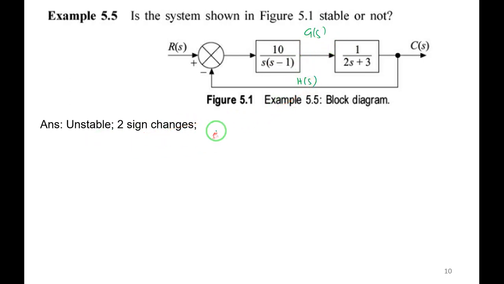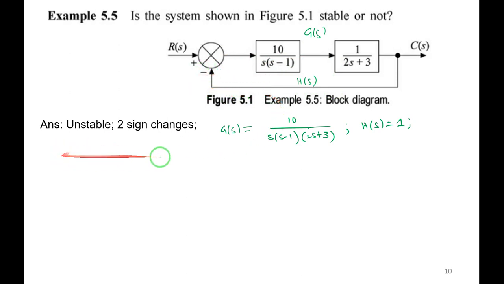So what is G of S? Let me write it. G of S, just multiply these two: 10 divided by S into S minus 1 into 2S plus 3. Just multiply these two blocks in cascade. That is G of S, right? Then H of S is 1. So it is a unity negative feedback system, right?